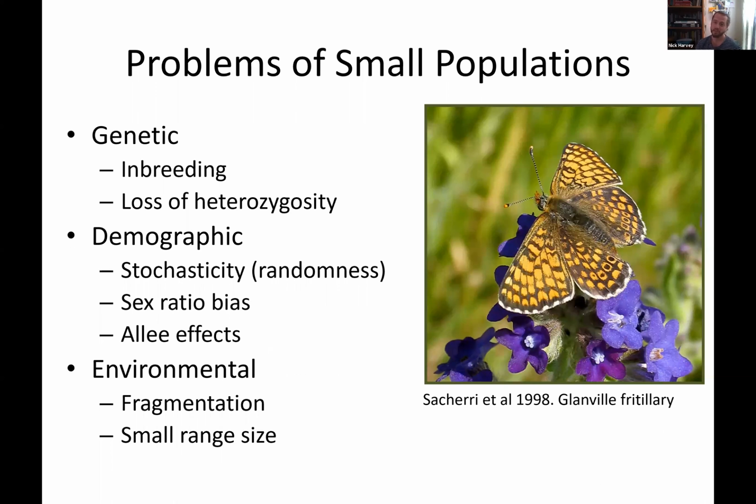But if there's a large population, especially if they're spread over a large area with different habitat types, it may be that only a small part of that range is affected by the drought, or that even if it kills a few individuals, it doesn't have too big an impact on the population as a whole.